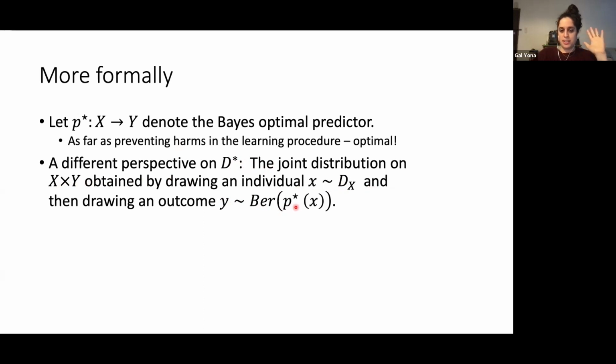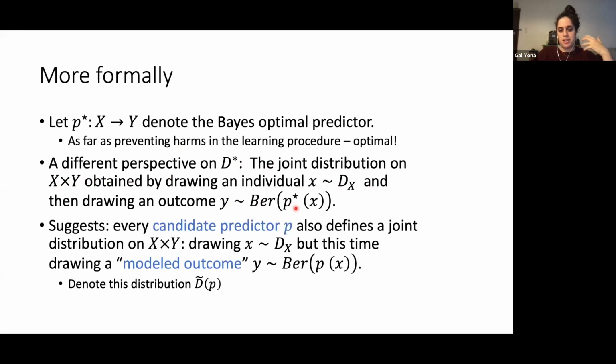Okay, so this is a completely equivalent view. At this point, I haven't done anything interesting, but I want to say that this view suggests that for every other predictor that I'm coming up with, not necessarily P star, this predictor also similarly defines a joint distribution on X and Y, right?